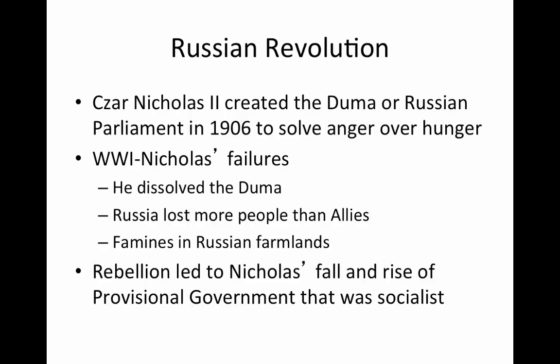Russian Revolution. Tsar Nicholas II created the Duma, or Russian Parliament, in 1906 in order to solve anger over hunger issues. But by World War I, Nicholas had had numerous failures. He had to dissolve the Duma, and the Russians also lost more people than the Allies in World War I. Also, there were famines in the Russian farmlands. Rebellions were led against Nicholas, and he fell, and a provisional government that was socialist took its place.